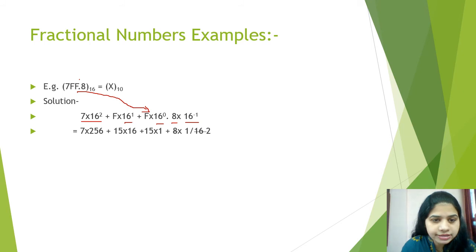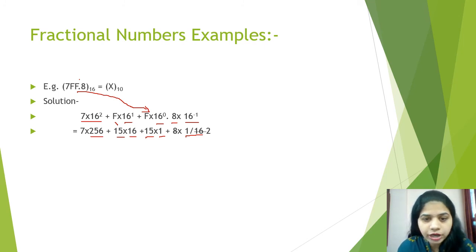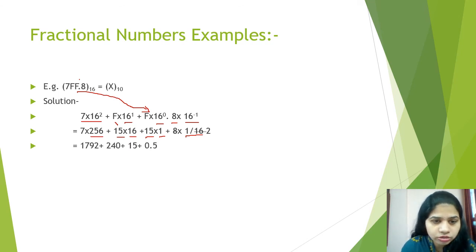So the next step: 7 into 256, which is 16 square. F is nothing but 15, and 16 to the power 1 is nothing but 16. F again is replaced by 15, 16 to the power 0 is 1, and then 8. 8 into 16 to the power minus 1 is nothing but 8 by 16. After cancelling, we get the result as 1 by 2, which is nothing but 0.5. So this is the final addition: 1792 plus 240 plus 15 plus 0.5, and the result becomes 2047.5 at base 10.